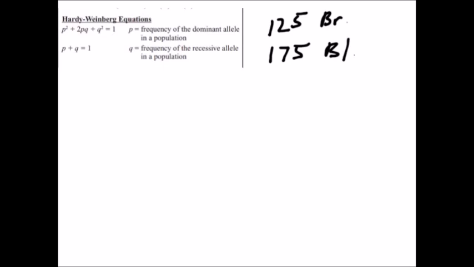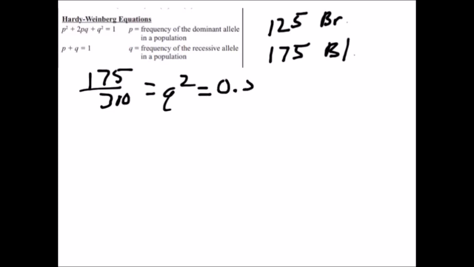In this case, Q squared is going to be represented by the blonde mice, because since it's a recessive trait, you have to be homozygous for that condition. So we're going to take 175 out of 300, and that fraction equals Q squared, our frequency of individuals who have 2 blonde alleles. They're homozygous recessive for blonde. So if we divide out that fraction, 175 divided by 300, and put that in decimal form, that gives us 0.583.